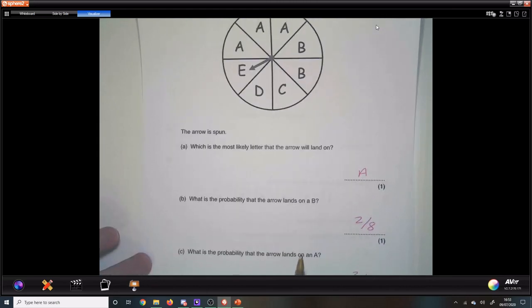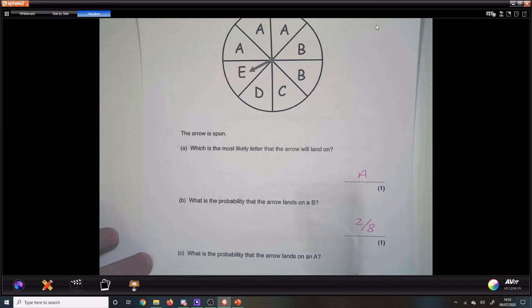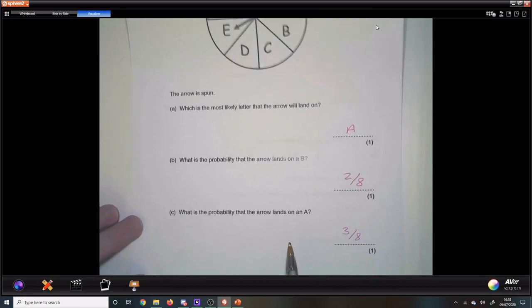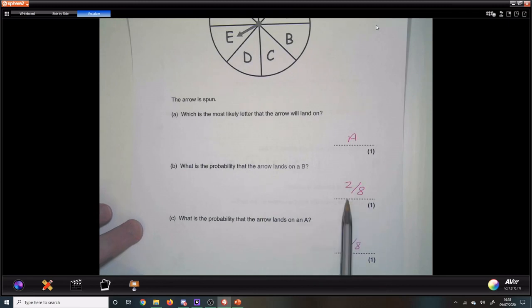And then if we just have a look at the last question, sorry, the most likely letter the arrow will land on, well, we've got 3 out of the spinners is A, so that's going to be the most likely. The probability it lands on a B, well, there's 2 B's out of 8, so that's going to be 2 out of 8. And the probability it lands on an A, well, there's 3 out of 8 are A's, so that's going to be 3/8.